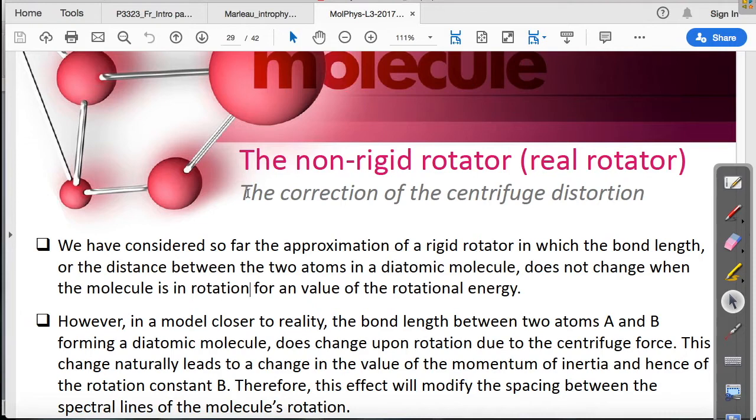Basically, to move from the rigid rotator, which is the first approximation that we have seen in the first video, and go to the non-rigid rotator, there is a small correction which is called the correction of the centrifugal or centrifuge distortion. So let me start with explaining what this is going to be about.